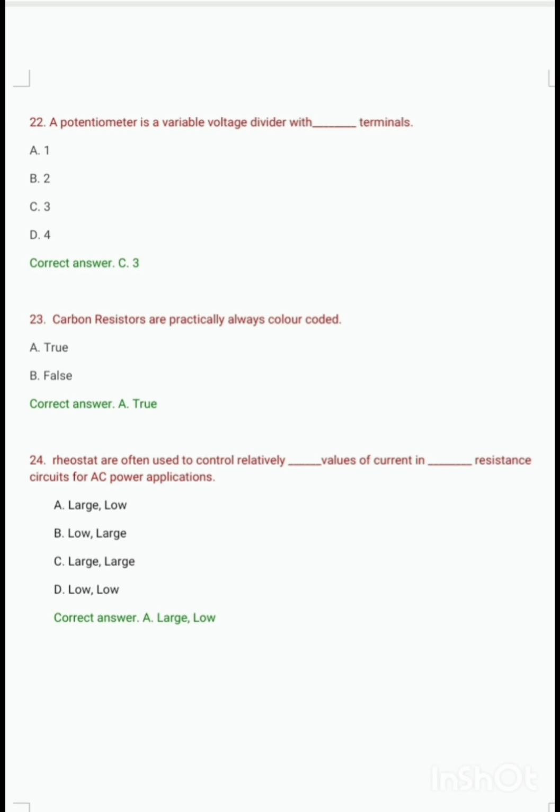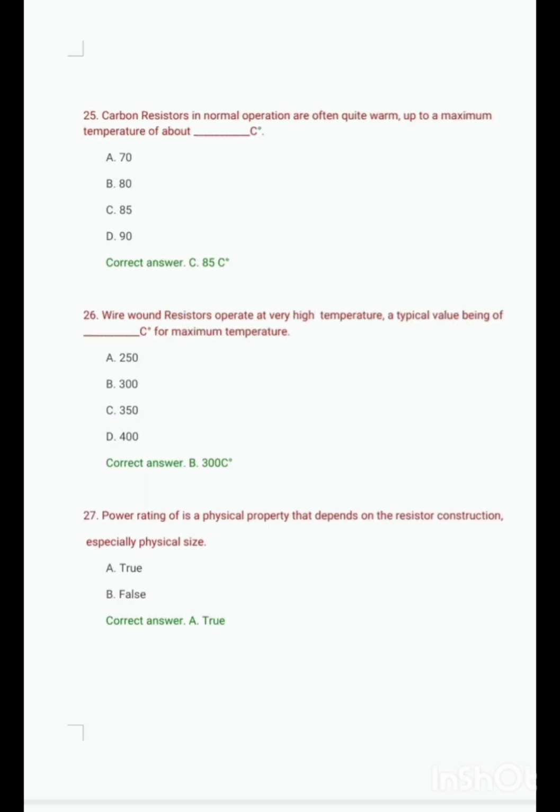A. Large, low. B. Low, large. C. Large, large. D. Low, low. Answer: A, large, low. 25. Carbon resistors in normal operation are often quite warm, up to a maximum temperature of about what? A. 70. B. 80. C. 85. D. 90. Answer: C, 85.